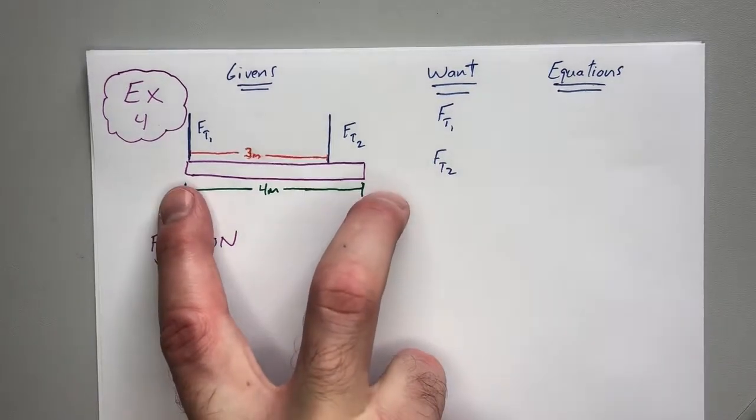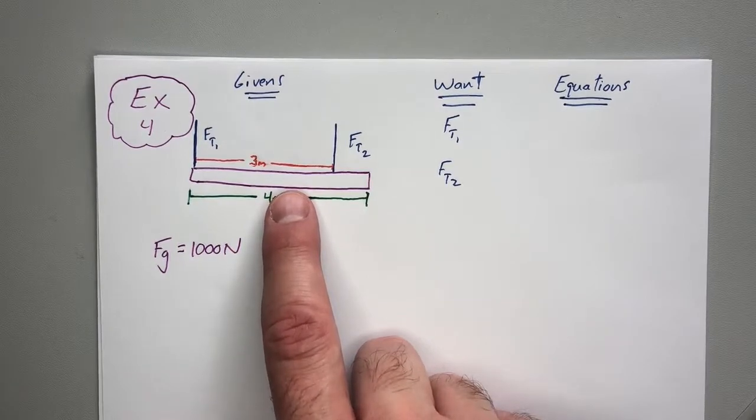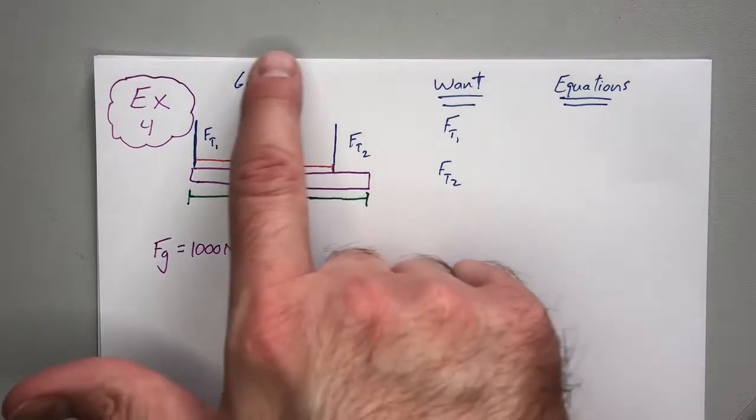If this whole board is 4 meters, where does gravity appear to be acting at? Right in the center of the board, which is right at 2 meters. So just keep that in mind as we solve for things here. So the givens are this situation right here.